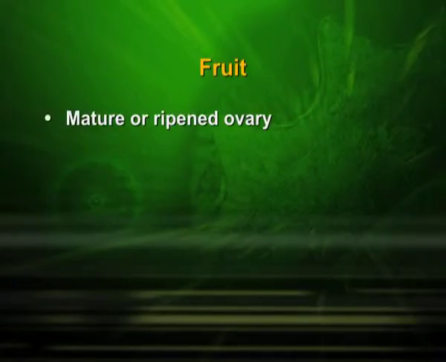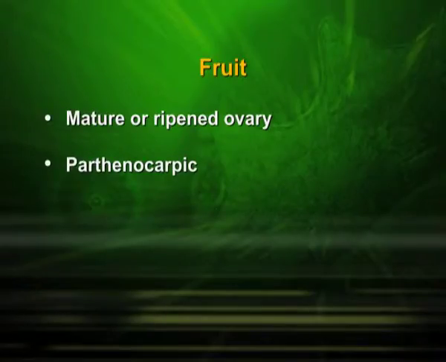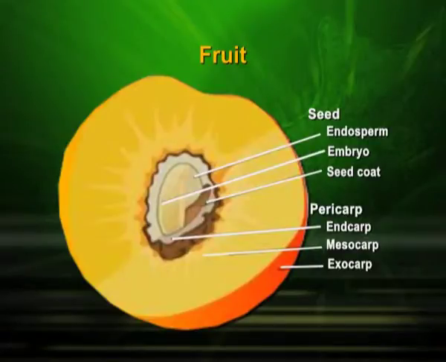Fruit. The ovary gets matured into a fruit. So, a fruit is a mature or ripened ovary. When a fruit develops without fertilization of the ovary, it is called a parthenocarpic fruit. A fruit generally has three different parts. The outer wall is known as the pericarp, the inner one is known as the endocarp, and in between there is a layer, the mesocarp. For example, in mango, the fleshy pulp which we eat is the mesocarp.